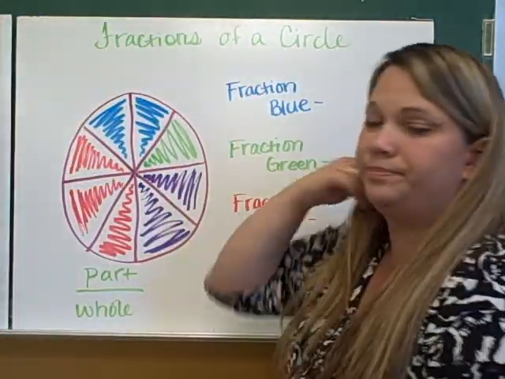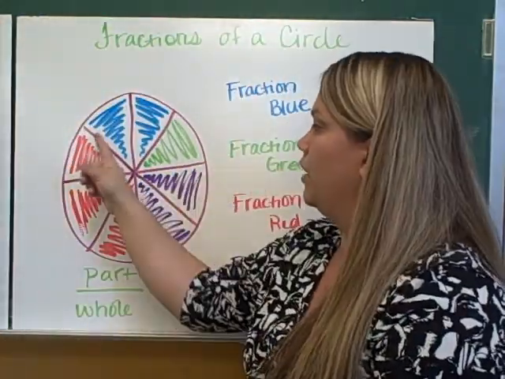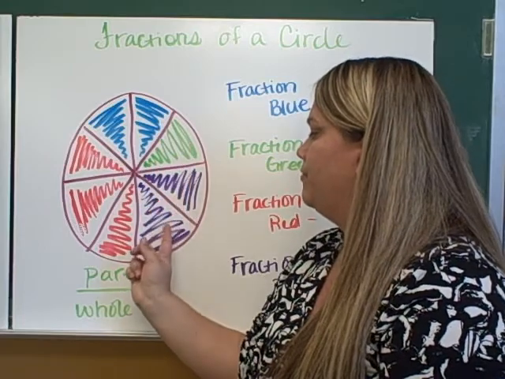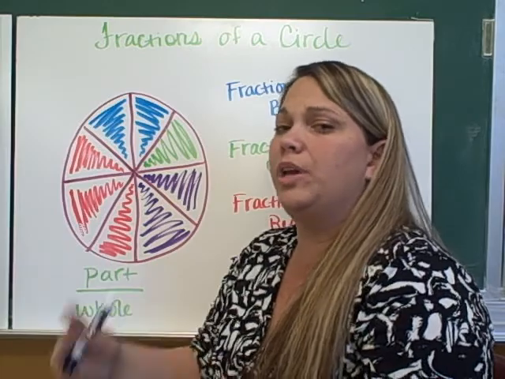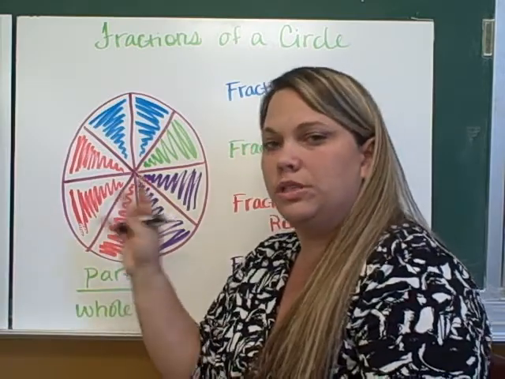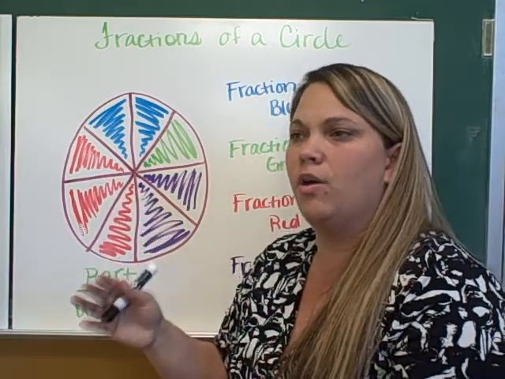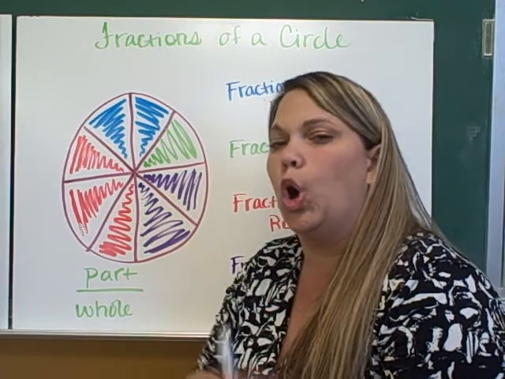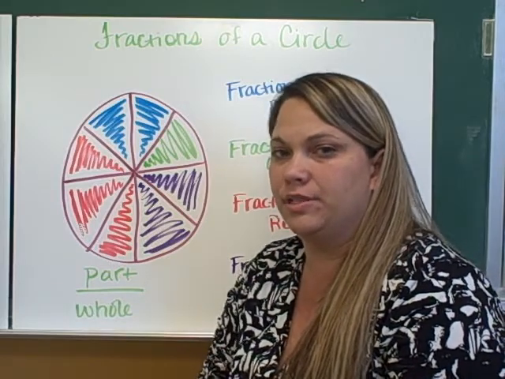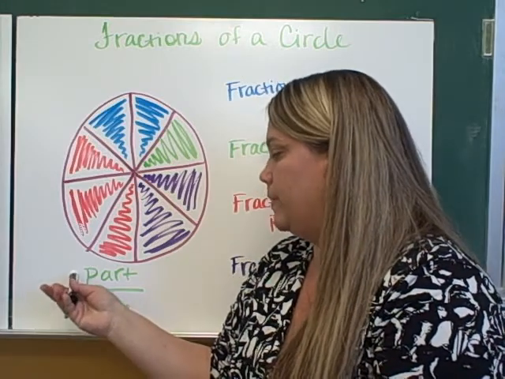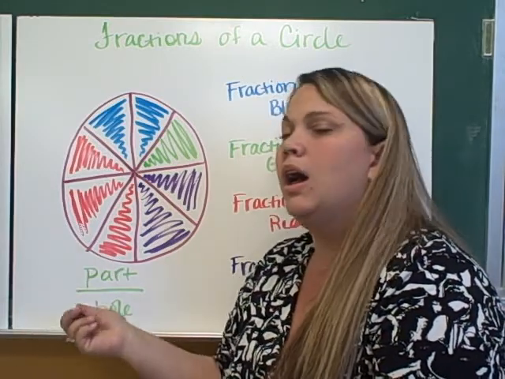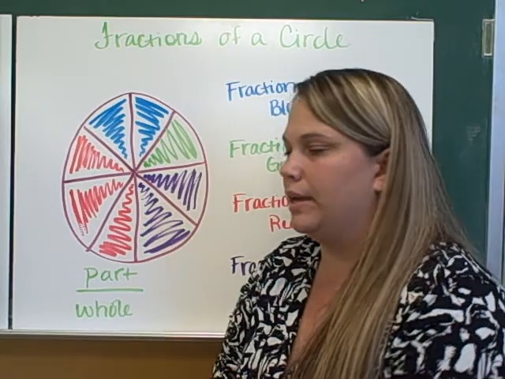Fractions of a circle. We have 1, 2, 3, 4, 5, 6, 7, 8. 8 pieces altogether. So we know that no matter what we do with this circle, whatever fraction we're talking about, the denominator will always be 8 every single time, because that's how many pieces there are altogether. So it will always be part over whole, and in this case, our whole will always be 8.